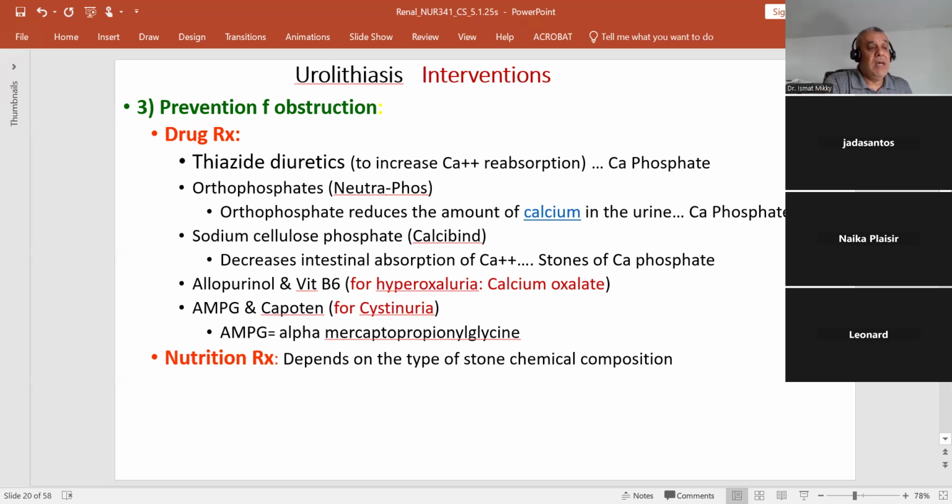So the other medications like allopurinol and vitamin B6. This is more specific to those whose bodies tend to develop calcium oxalate type of stones. So they will be on allopurinol, because allopurinol is an anti-gout medication, and it's also good for patients with uric acid stones, or patients who tend to develop uric acid kidney stones. Allopurinol will be great for them.